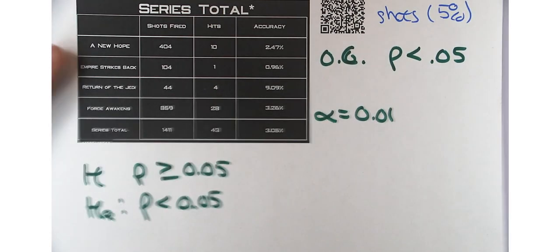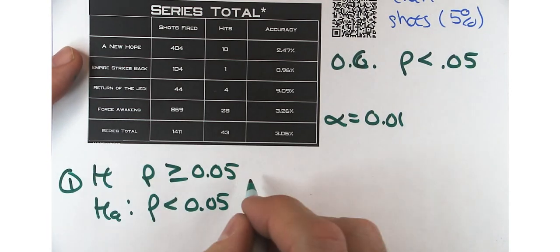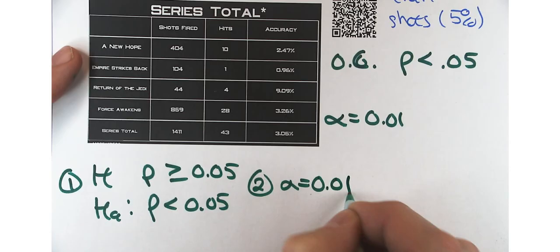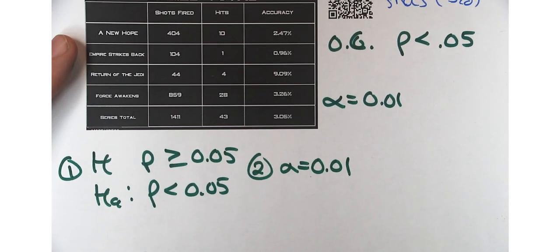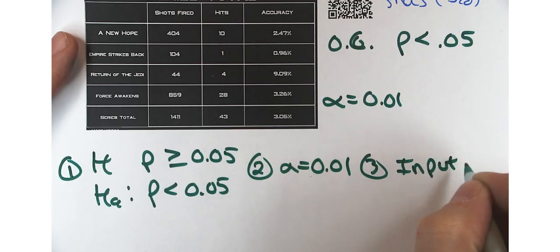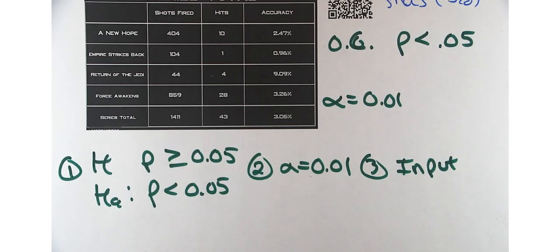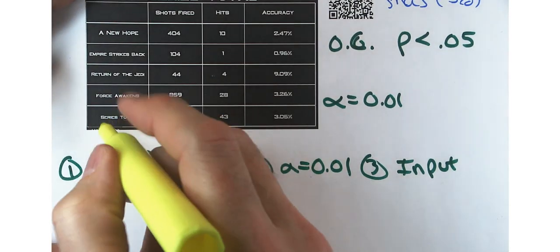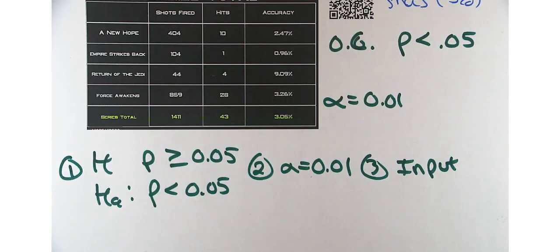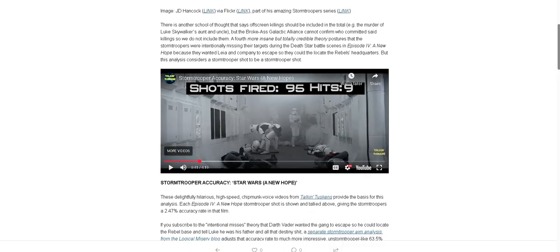So there's your first step. Your second step, we've already taken care of. We decided that alpha is going to be 0.01. The third step is to input the data. All right, so let's do that. And the data that I want to input is this stuff down here, our series totals. So let's put that into StatDisk.